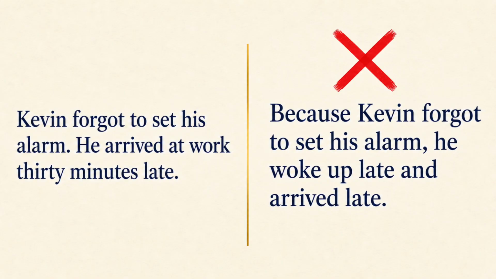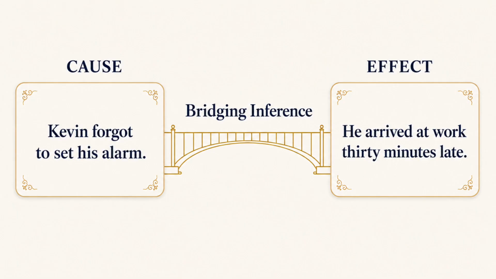The author does not say, because Kevin forgot to set his alarm, he woke up late and arrived late. But we understand this connection. We infer a cause and effect relationship here. The forgotten alarm probably caused Kevin to arrive late. This is a bridging inference.